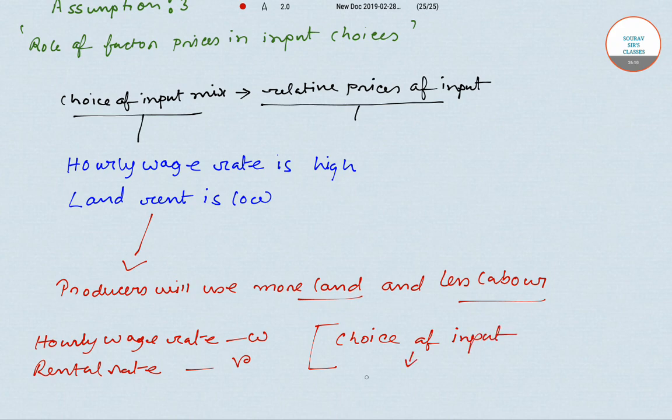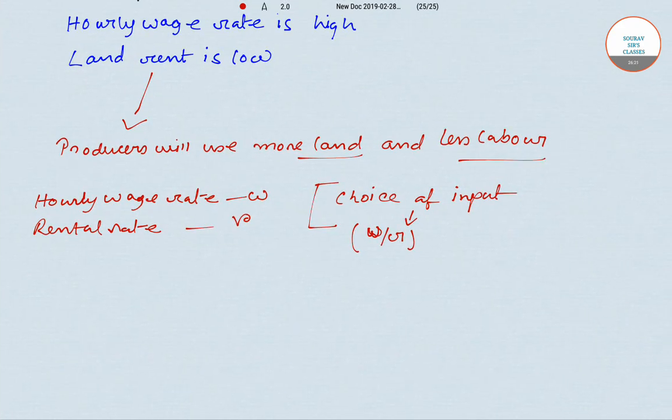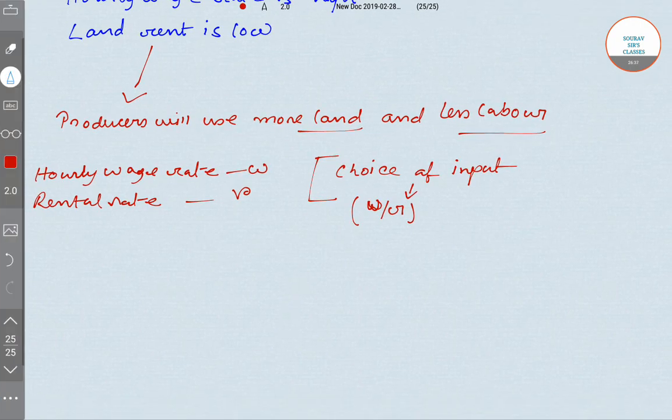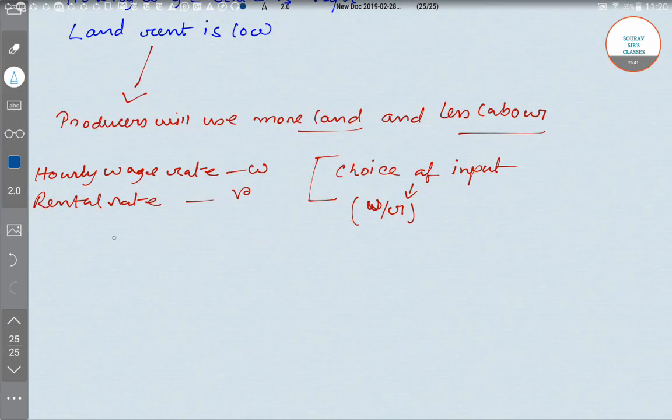Will depend on the relative factor price ratio, which is W by R. It will depend on W by R. So now we know the relationship between factor prices and factor proportion, which is T by L, the ratio of land to labor in the production. It is shown in the diagram that we are going to draw now.